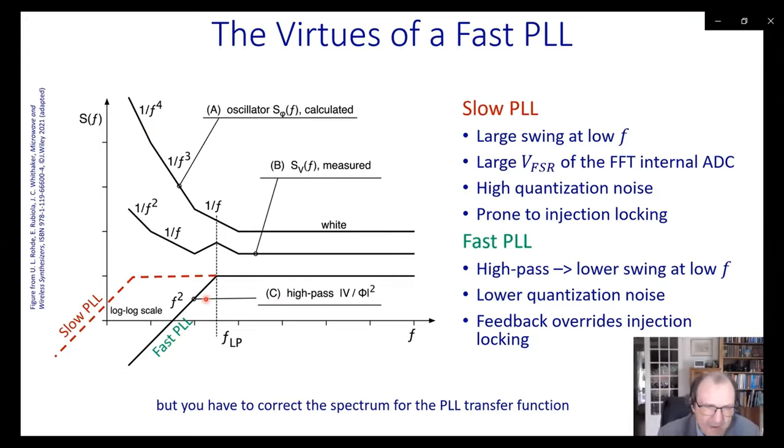A better option looks like this. You use a fast PLL here. So here you have f squared behavior of the PLL as a filter. And this goes with 1 over f cubed, and you get something like 1 over f and maybe 1 over f squared in the random walk of frequency region there. So this is more efficient in terms of the full-scale range of the converter, and it has another advantage. You have a strong feedback that overrides injection locking.